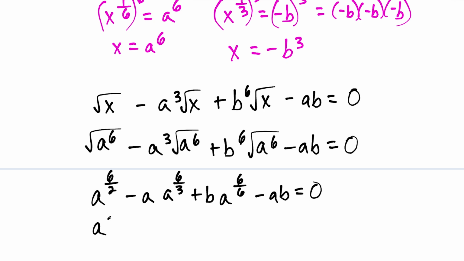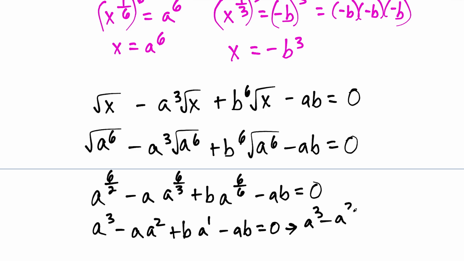So here we have a to the 3rd minus a times a squared, and then we have plus b times a to the 1st, and then we have minus ab equals 0. And if we simplify, we have a to the 3rd minus a to the 3rd plus, I could rewrite this as ab, and then minus ab equals 0. And notice what we have: 0 equals 0. So this first solution here checks out.